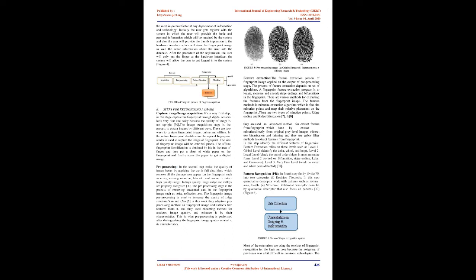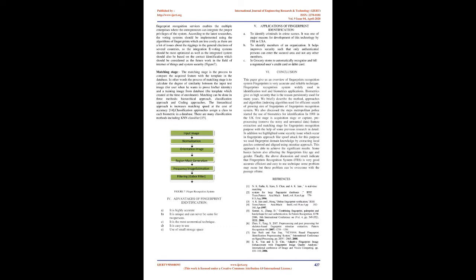Capture image, or image acquisition. It's the very first step. In this stage, the fingerprint captured through digital sensors looks very blurry and noisy because the quality of the image is not good. The image acquisition stage is the process of obtaining images in different ways. There are two ways to capture a fingerprint image, online and offline. In online fingerprint identification, an optical fingerprint reader is used to capture the image of the fingerprint. The size of the fingerprint image will be 260*300 pixels. The offline fingerprint image is obtained by inking the area of the finger, putting a sheet of white paper on the fingerprint, and finally scanning the paper to get a digital image.